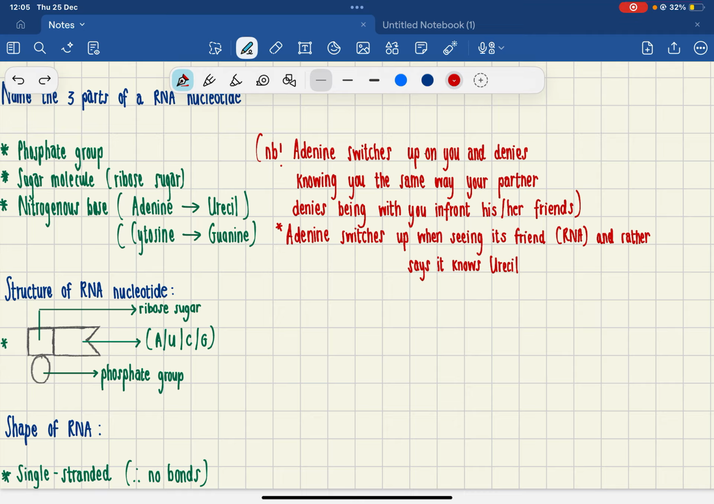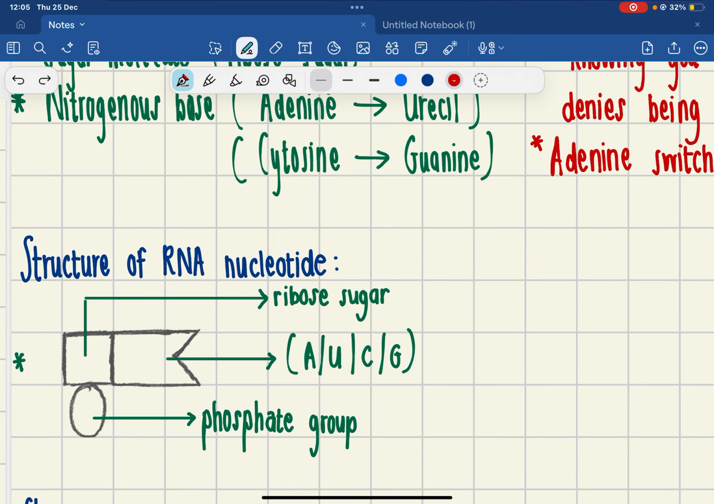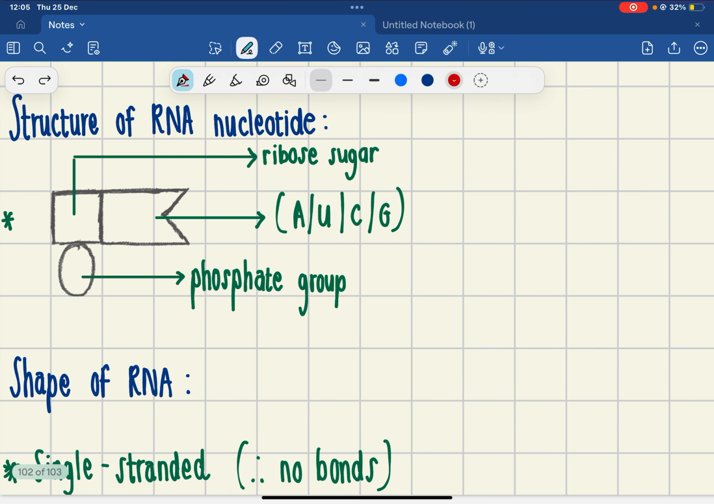So please remember it that way. So in DNA, adenine binds to thymine. In RNA, adenine binds to uracil. Alrighty. So now when we look at the structure of an RNA nucleotide, we can see it's very similar to that of a DNA nucleotide. It's just that we will here have a ribosugar, we'll have the same phosphate group, and then what changes here is that instead of having thymine, we'll have what we call uracil. So here, the nitrogenous bases for RNA are adenine, uracil, guanine, and cytosine.